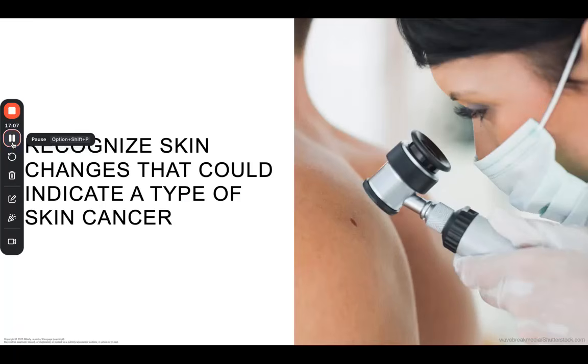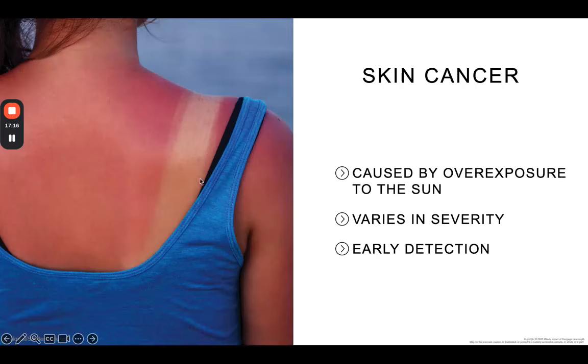All right, so objective number 4, we're going to recognize skin changes that could indicate a type of skin cancer. Skin cancer risk increases with cumulative UV sun exposure and is found in 3 distinct forms that vary in severity. Each form is named for the type of cells that are affected. Skin cancer is caused by damage to the DNA. Early detection is always best, and if detected early, these abnormal growths can be removed, and if not taken care of, they can be deadly.